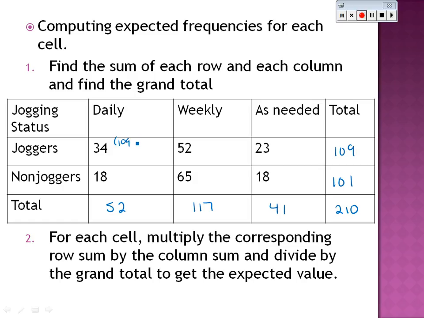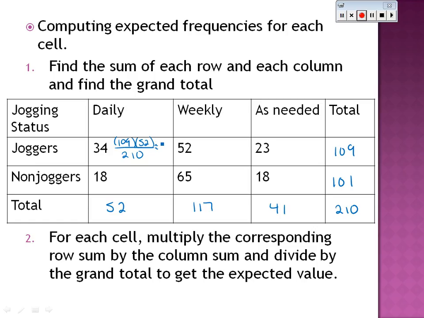$109 times your column total of 52 divided by the grand total of 210. So it's your row sum. For the daily joggers, the row sum is 109 times the column sum of 52 divided by the grand total. And when you round, usually the nearest hundredth is typically what you'll see. You can go more decimal places if you would like.